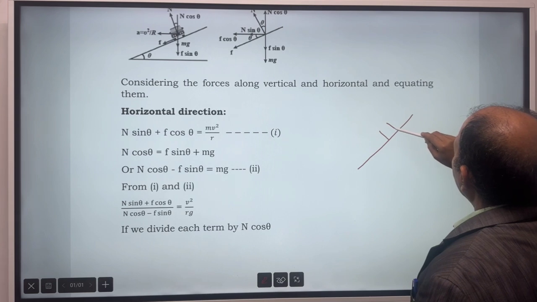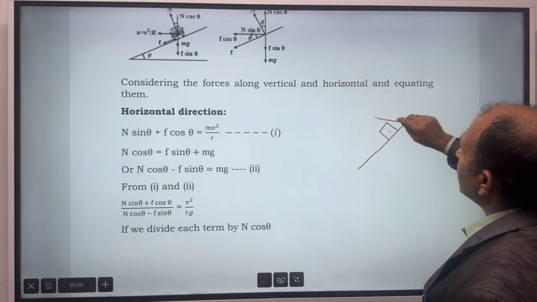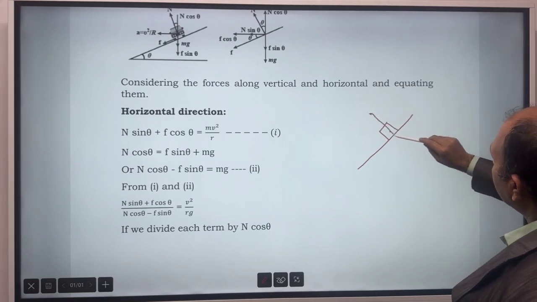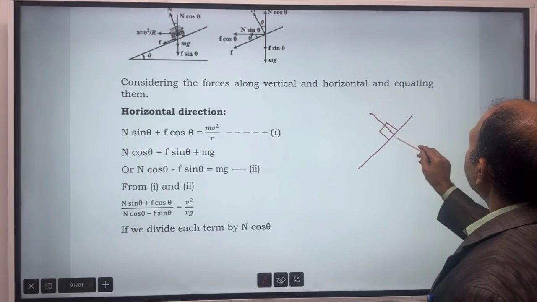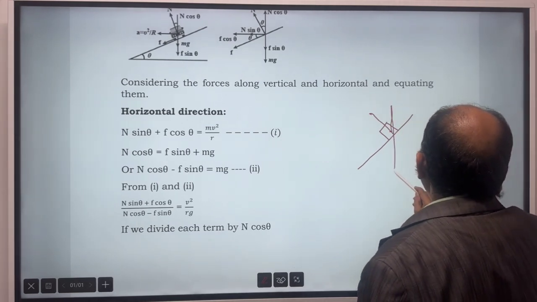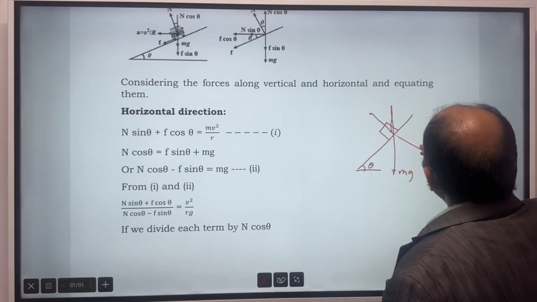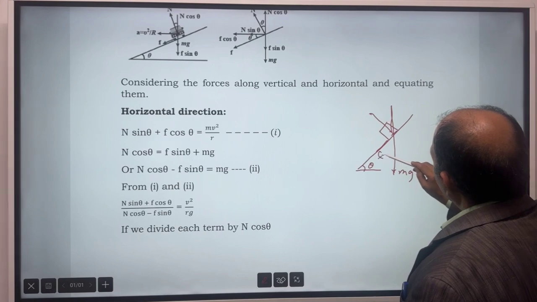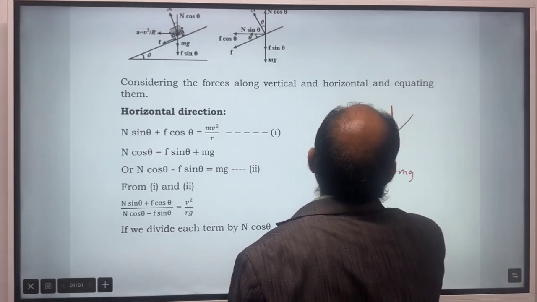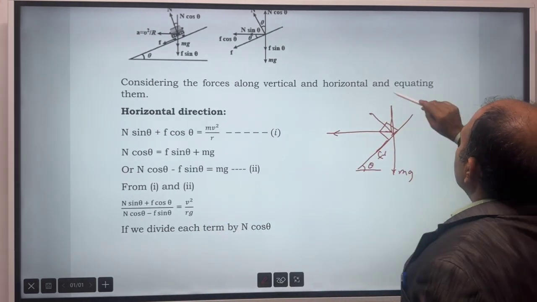Object is here, and its normal reaction will be perpendicular, and then its weight will be like this, downward. This is mg, this angle is theta, friction will act along this line, this is friction, and centripetal force will act in this direction. So you have to find out what is providing centripetal force.